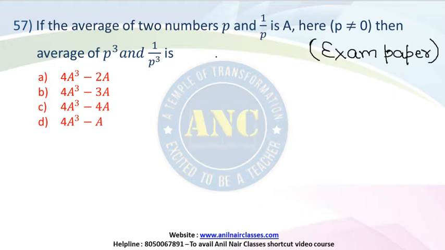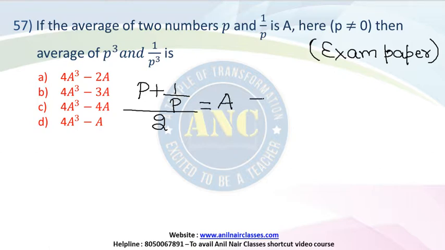The question is, if the average of two numbers p and 1 by p is a, here p is not equal to 0, then average of p cube and 1 by p cube is how much? Now see here, average is nothing but sum of the quantities by number of quantities. There are only two quantities, p and 1 by p. So average is nothing but p plus 1 by p divided by 2. And that average is given as a.